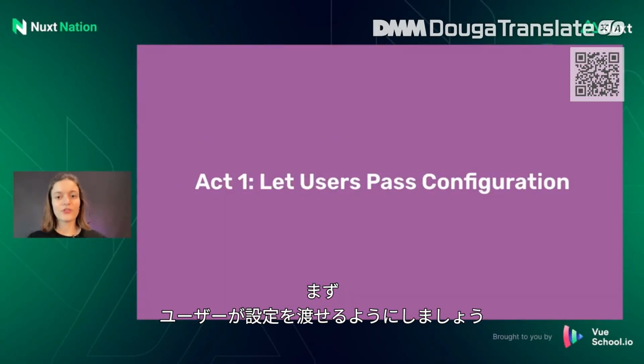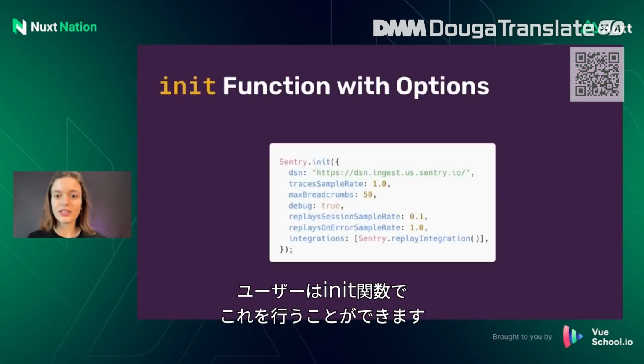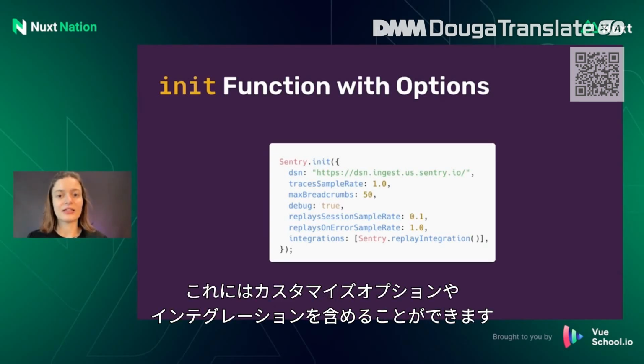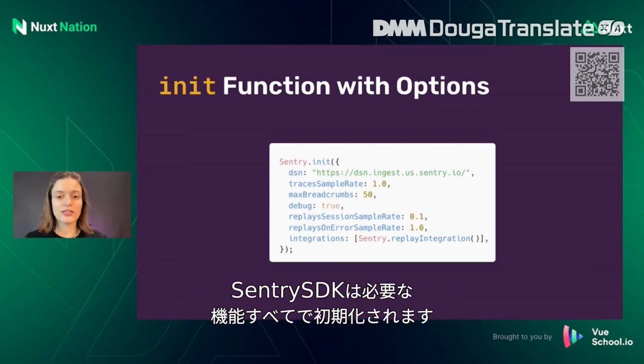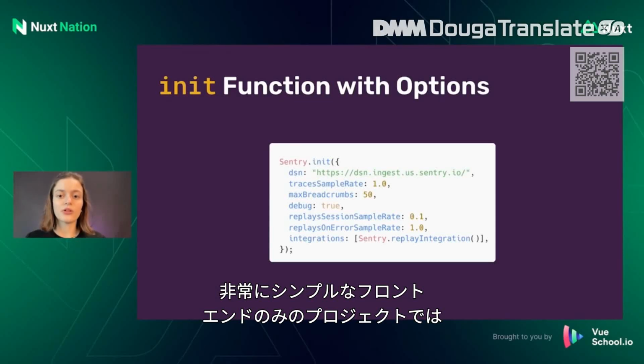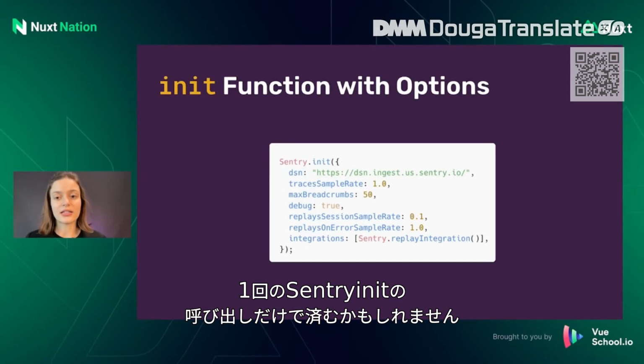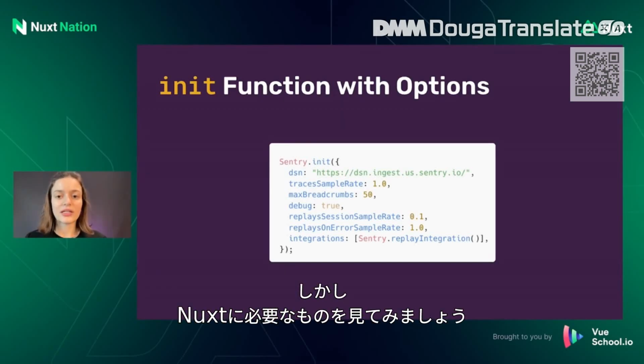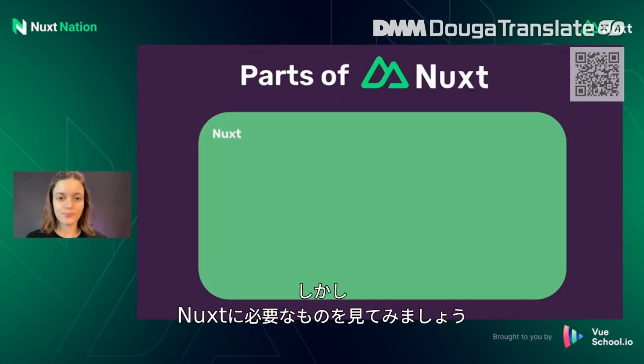So first, we want to let users pass some configuration. Users can do this in the init function. This can include customization options or integrations. The Sentry SDK is then initialized with all the functionality you want. In a super simple front-end only project, we might only need one single Sentry init call. But let's see what we need for Nuxt.